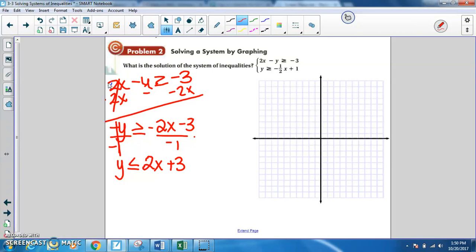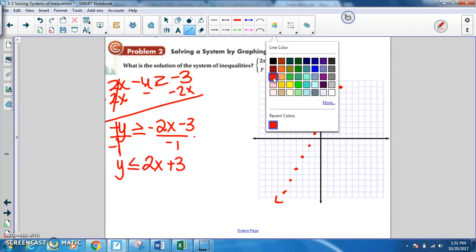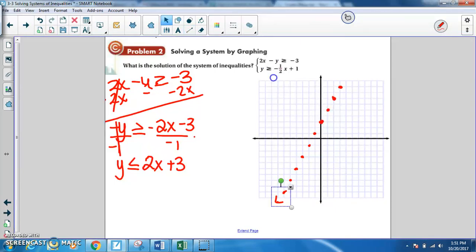Now graph that line. Go up 3. My slope is 2, so up 2 over 1, as well as down 2 to the left 1. And I'm going to connect with a solid line because it is less than or equal to.